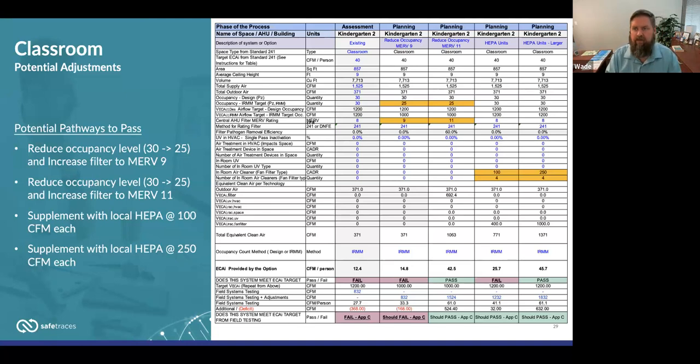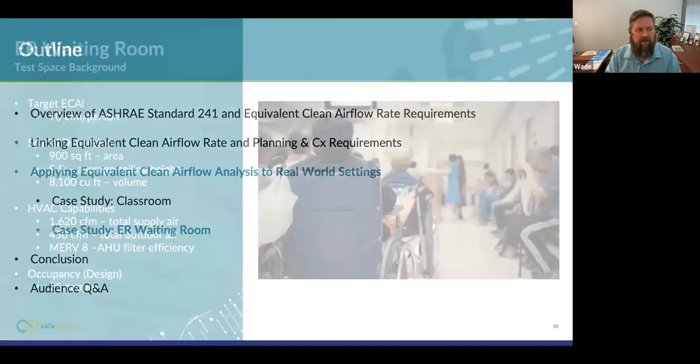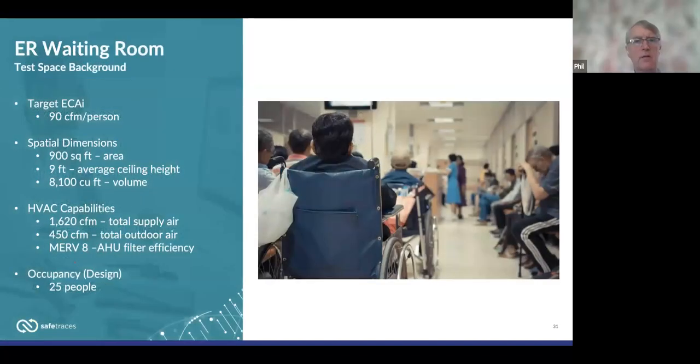I think we move on now to the ER. Bill? Yeah, so in a hospital situation, the waiting areas are, as everyone knows, they can be problematic. So the effective air change or clean air delivery is 90 CFM per person in a waiting room, because there's some assumptions about how many infected people might be there and so on.